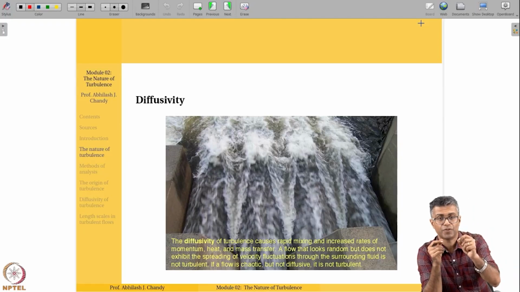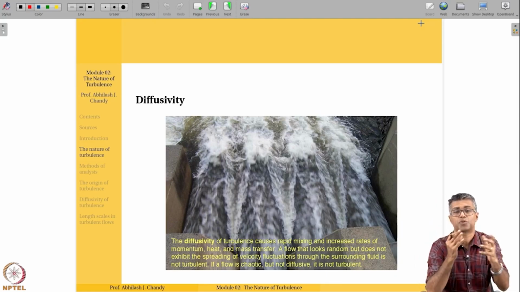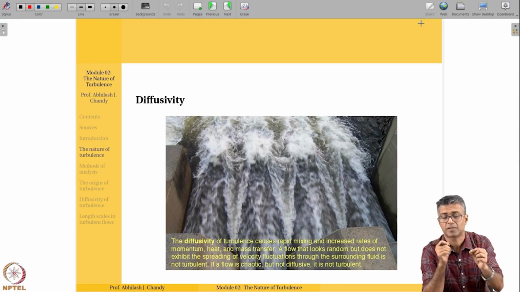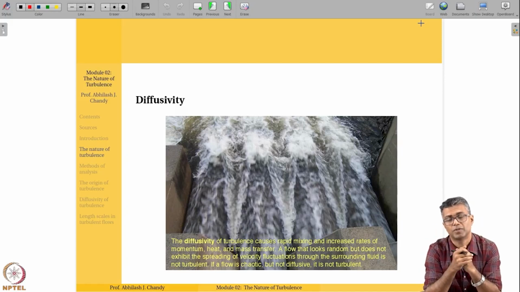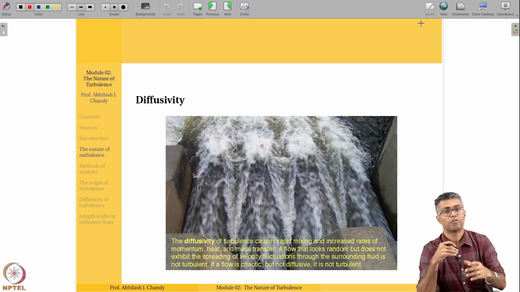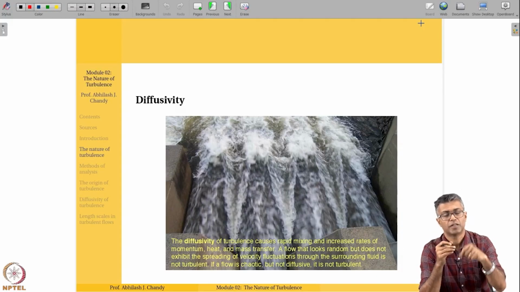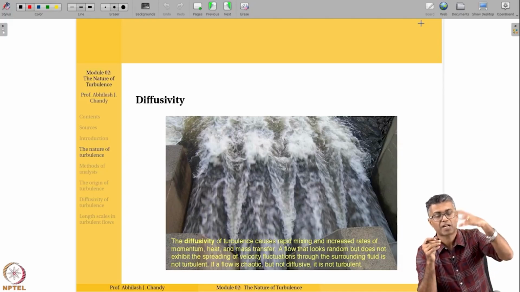So that is diffusivity. If there was enhanced diffusion, they would have mixed with the atmosphere. The fact that they are extending for miles means they are not turbulent. They are irregular, but they are not turbulent. Another example, let's say smoke from the chimney of an industrial factory that is coming out. Let's say you have the black smoke coming out.